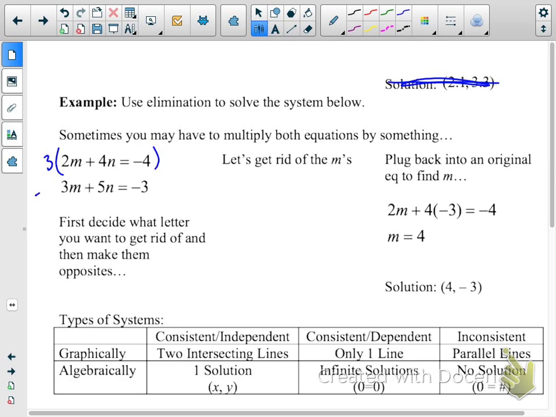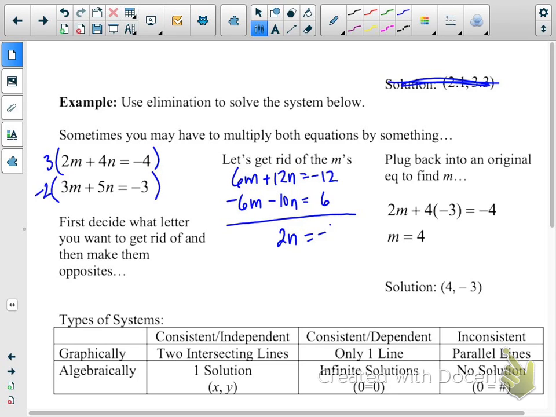And then I'm going to take the bottom equation times -2. I need one of them to be negative. You decide which one you want to be negative. 6m plus 12n is equal to -12. -6m minus 10n is equal to 6. My m's cancel out. 2n is equal to -6. N is equal to -3.